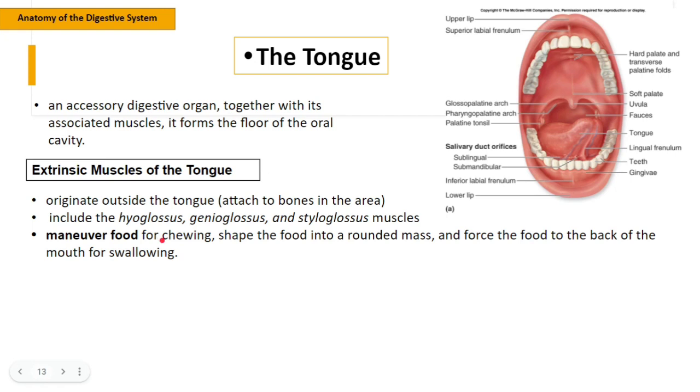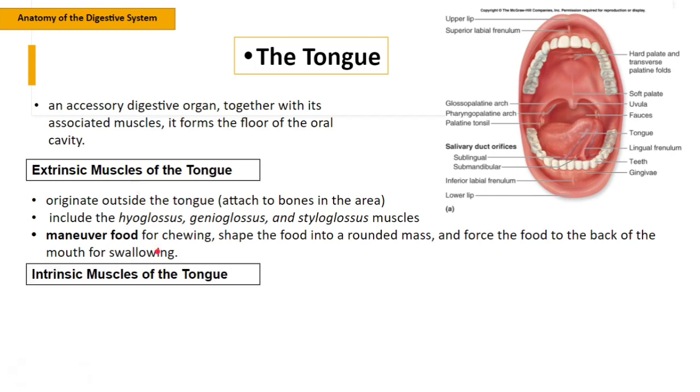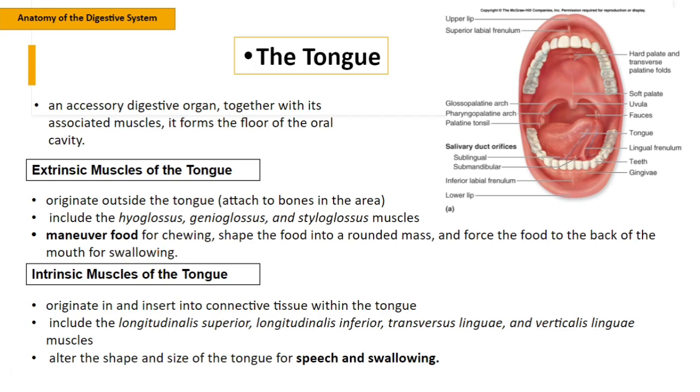It maneuvers food for chewing. It shapes the food into a rounded mass and forces the food to the back of the mouth for swallowing. That is the purpose of the extrinsic muscles of our tongue. There's also intrinsic muscles of our tongue. The purpose of this is like this.